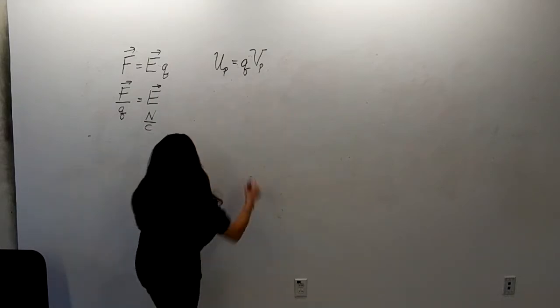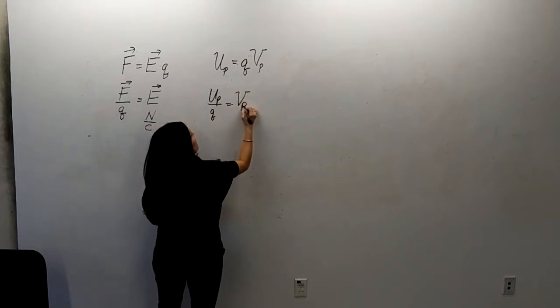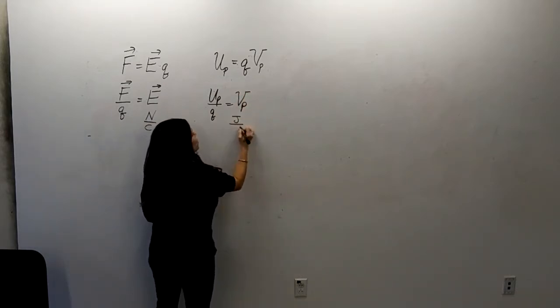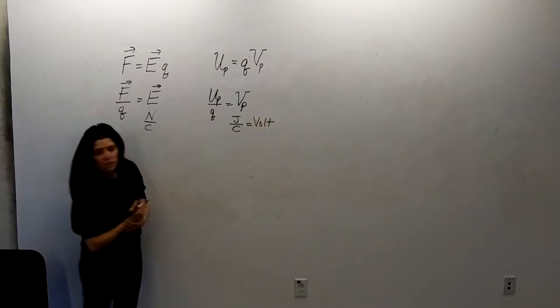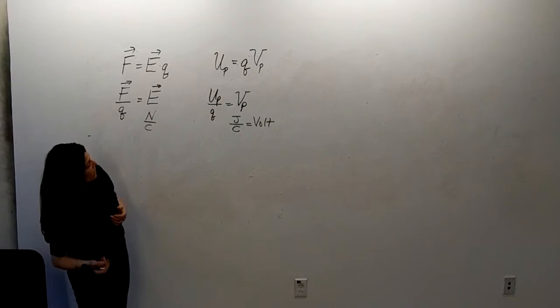Okay, and again, I can do the same thing here. U of P divided by Q equals V of P. And you can see then that V of P has units of joules per coulomb, which is the volt, named after Alessandro Volta. Okay, so those are two cool things.